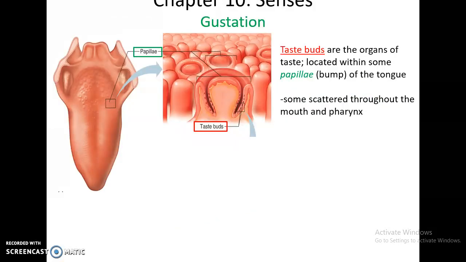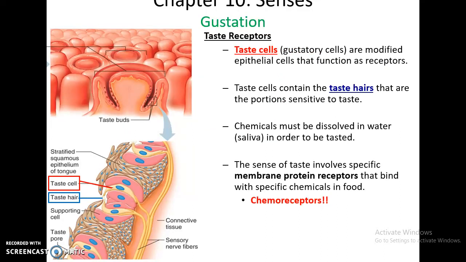Gustation. Gustation is the sense of taste, localized to primarily the tongue. There are these bumps called taste buds scattered all over the anterior surface and the superior surface of the tongue. These bumps are called papillae. There's also a few on the back of the throat, the pharynx. If you look at a taste bud, you see that there are taste cells. These are modified epithelial cells that are acting as the receptors. They have little hairs that push up to the surface of the tongue and will bind to chemicals that dissolve in water, aka in the saliva.